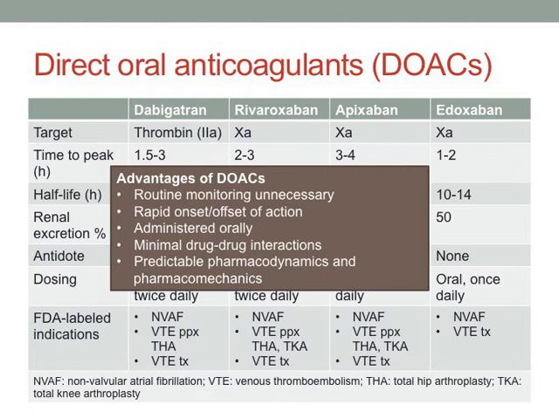Dabigatran, which is a direct thrombin or factor IIa inhibitor, and then rivaroxaban, apixaban, and edoxaban, which are direct factor Xa inhibitors. And you can see the FDA labeled indications: non-valvular atrial fibrillation, prophylaxis of VTE in ortho patients, and then venous thromboembolism treatment. And these are terrific medications.